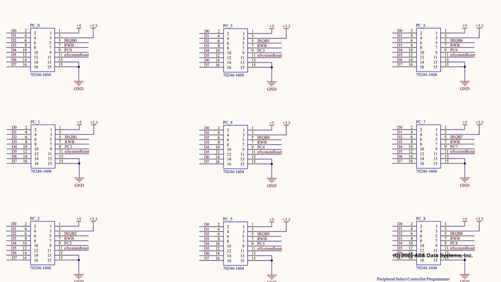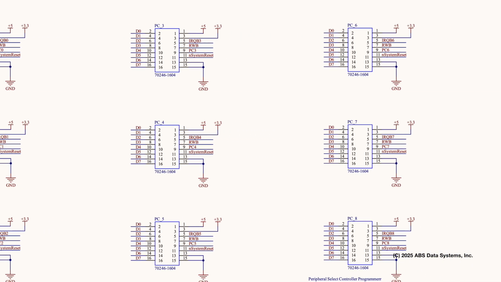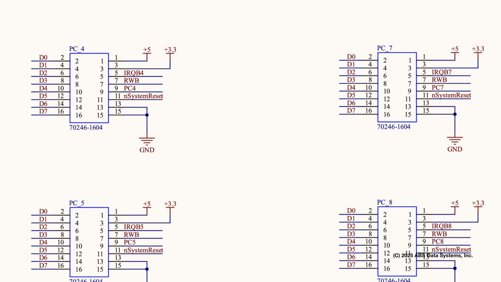Now that we have completed most of the processor review, it's time to review the expansion bus. As you can see, all the bus connectors are basically the same, with the exception of the chip select and IRQ lines.